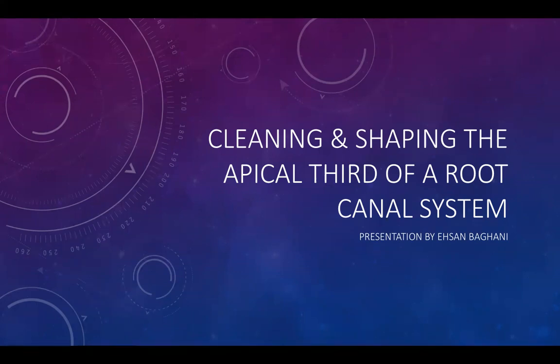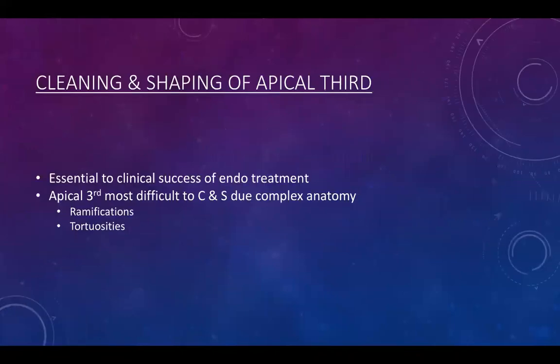So today's topic is going to be about cleaning and shaping the apical third of the root. Cleaning and shaping the apical third of the root is very essential to the clinical success of the endo treatment. Apical third is actually one of the most difficult aspects of the roots in cleaning and shaping because of its complex anatomy. And the complex anatomy is basically the ramification, which is the branching or the accessory canals, or the tortuosities, which are the curvature of the roots, which make it difficult for cleaning and shaping.